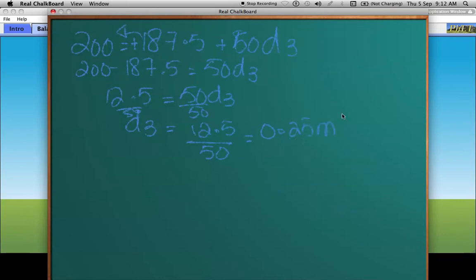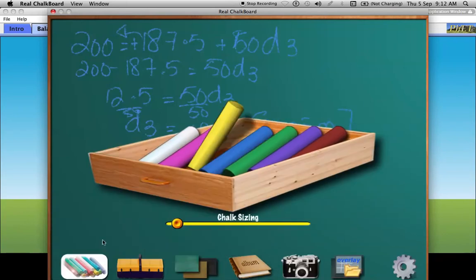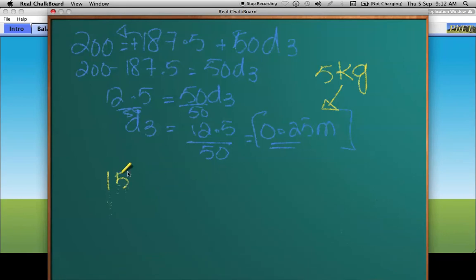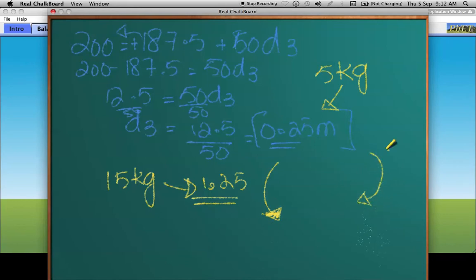0.25 meters, which says that if you put this 5 kilogram mass at a distance of 0.25 meters and this 15 kilogram mass at a distance of 1.25 meters, it would produce an equal anti-clockwise moment, similar or equal to the moment produced by the 20 kilogram mass at a distance of 1 meter.